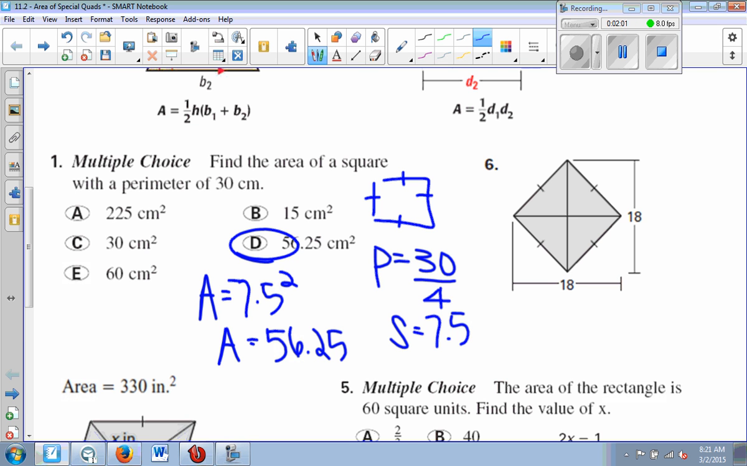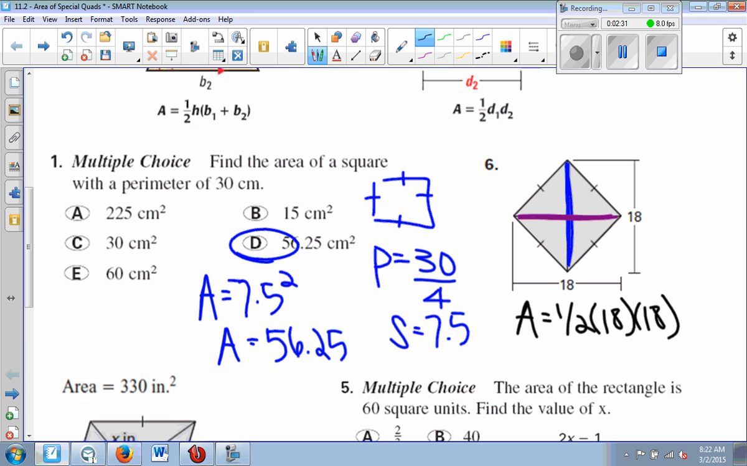In number 2, it's a rhombus because I have 4 equal sides. I can't assume that it's a square because there's no right angles marked, but they tell me that the distance from top to bottom is 18. That's one of the diagonals. And they tell me the distance from left to right is 18. That's another one of the diagonals. So all I have to do is take 1/2 times diagonal times diagonal.